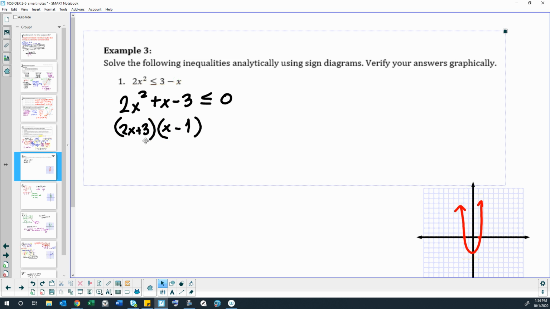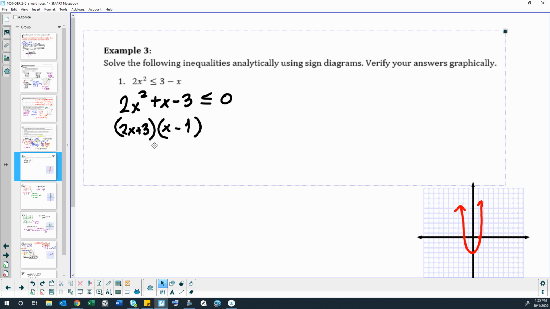Let's just check that these factors are correct. 2x times x is 2x squared. 2x times negative 1 is negative 2x. 3 times x is 3x, and 3 times negative 1 is negative 3. So then our 3x and negative 2x add up to our 1x in the middle.